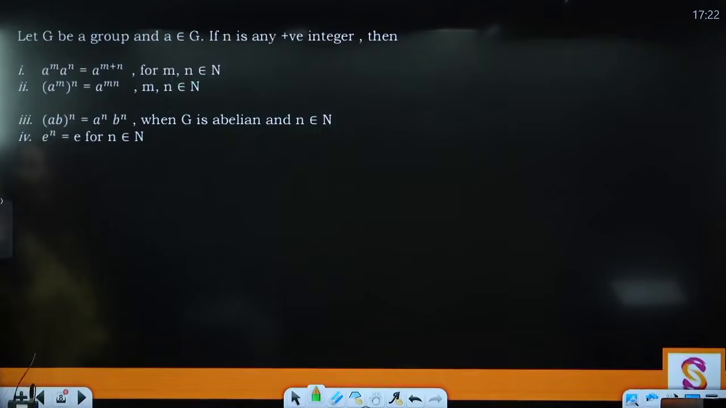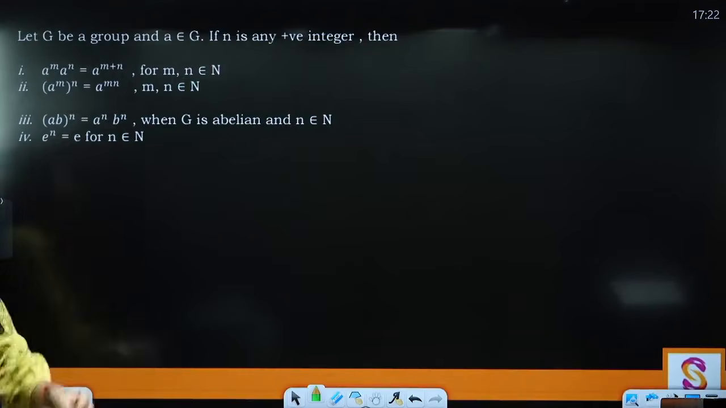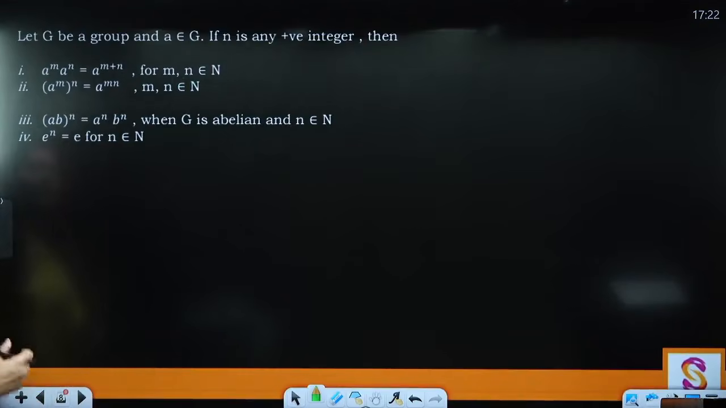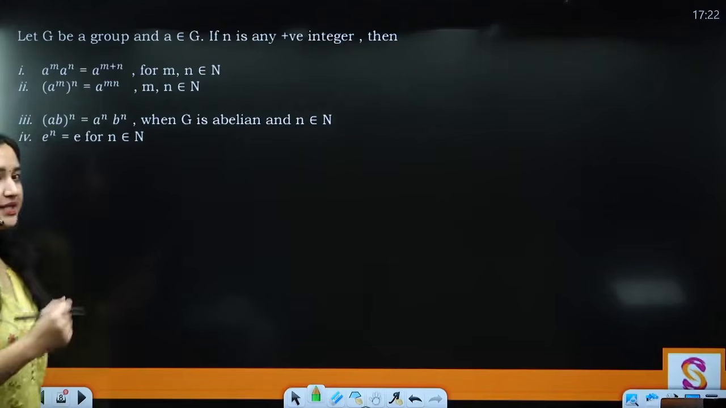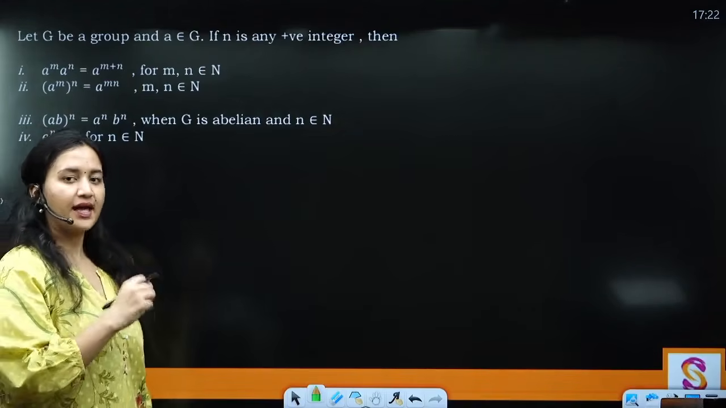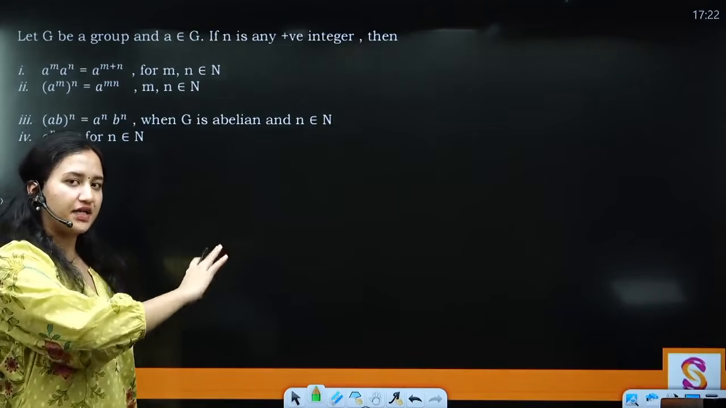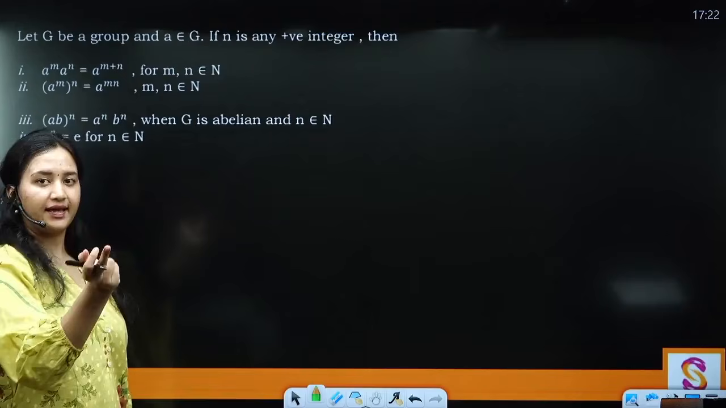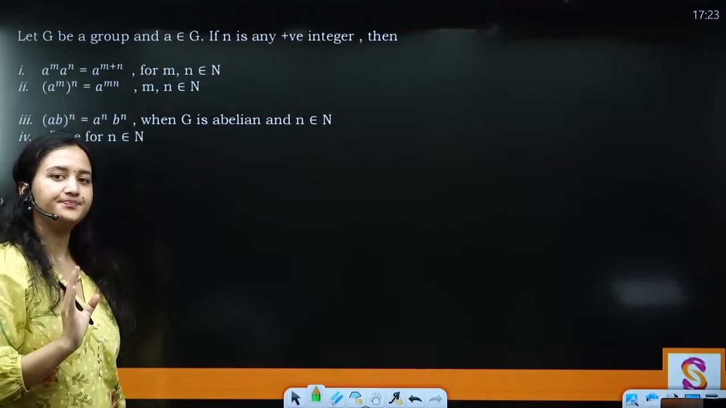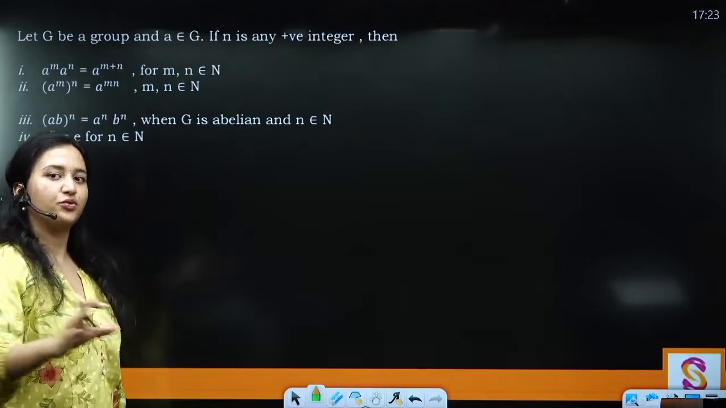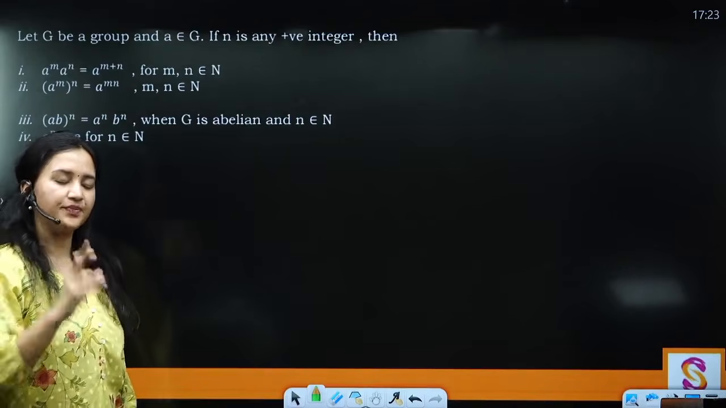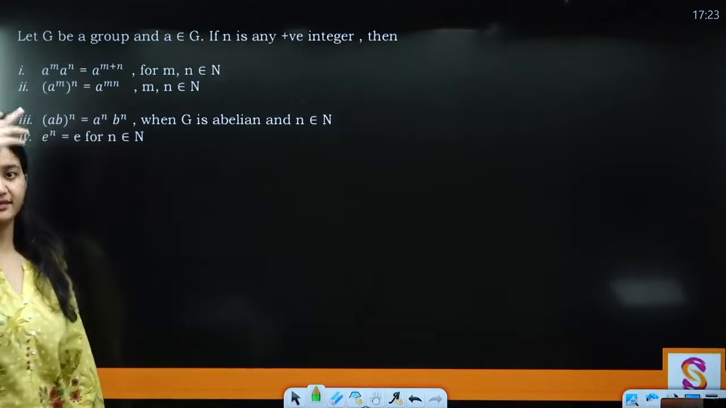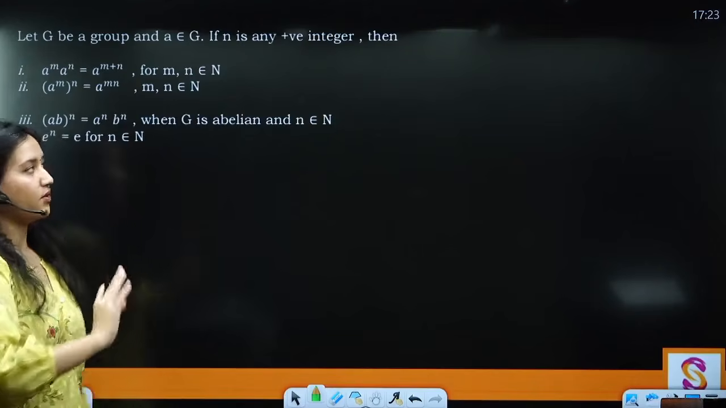Moving on, let G be a group and a belongs to G, and m and n are any positive integers. Then a^m · a^n = a^(m+n). These are going to be fairly easy. Keep m as a variable, take n as the n of Sn, write the statement in the form of Sn, and then prove it using mathematical induction. You can pause the video right here and try them by yourself, or you can follow along.